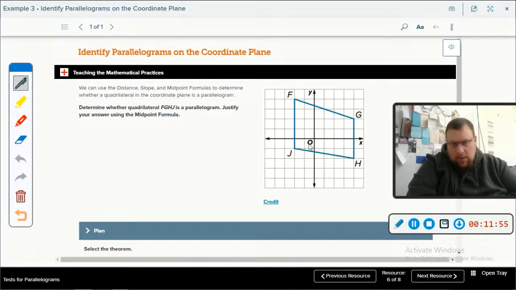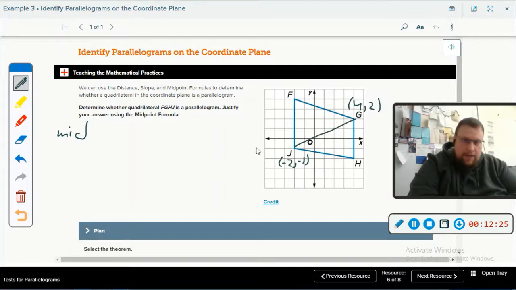So this point right here is what? Negative 1, 2, negative 1. So I've got J at negative 2, negative 1. And G is 1, 2, 3, 4, 1, 2. So that's 4, 2. All right, to get the midpoint of JG, so I want the midpoint of the line created. I'm going to try to draw my best. There we go, JG. I want to find that middle area. Midpoint of JG.